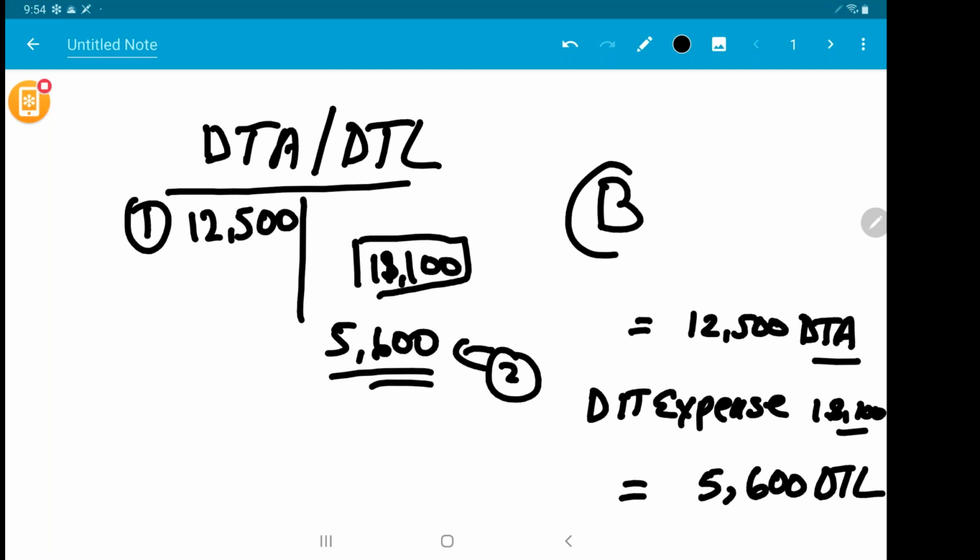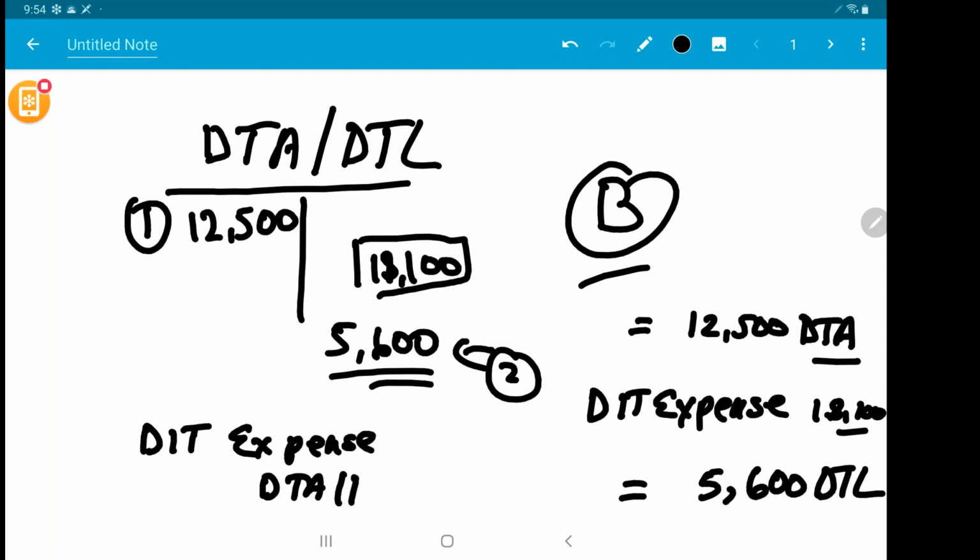It's choice B. If you wanted to visualize the journal entry, you could just do it like this. DIT expense, DTA, DTL, and here we go.